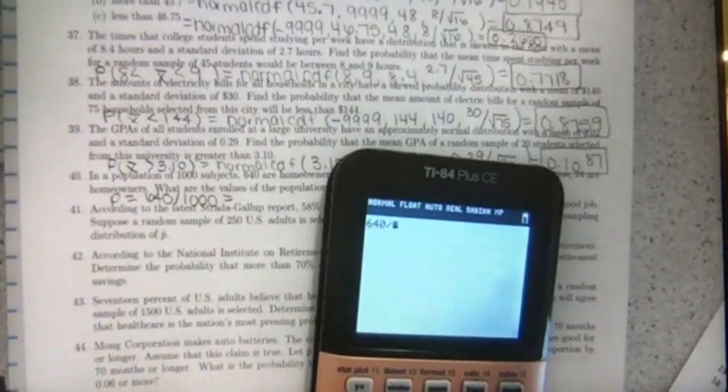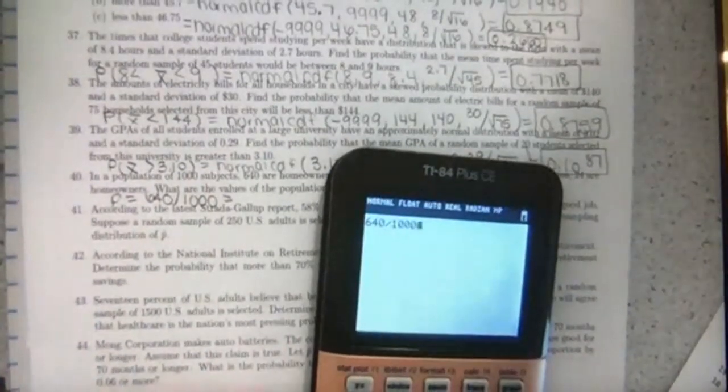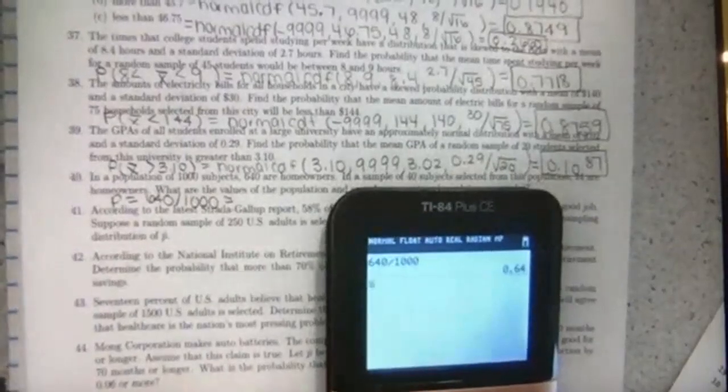Proportions means a part of a whole. So we're talking about a fraction. Putting that fraction into our calculator would give us 0.64 for our P value. Remember, P values are in decimal form.